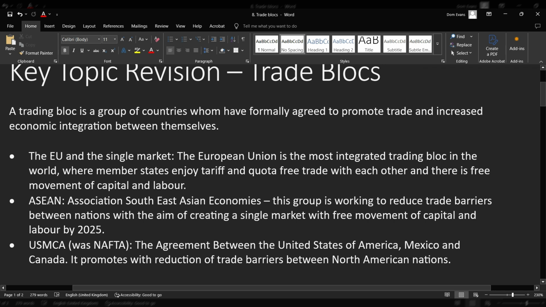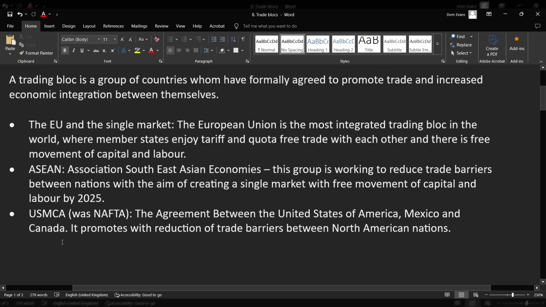The Association of Southeast Asian Economies, very fast-growing free trade area. I don't think there's been complete removal of all trade barriers, but they're certainly an exciting area and looking to promote more free trade. There was a free trade area called NAFTA, North American Free Trade Agreement. That's changed into USMCA. And that is under review at the moment. And there are many, many other trading blocs in the world as well. These are the ones that are mentioned specifically on the Edexcel spec.